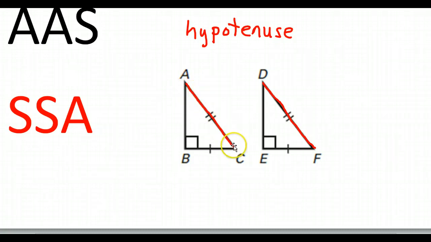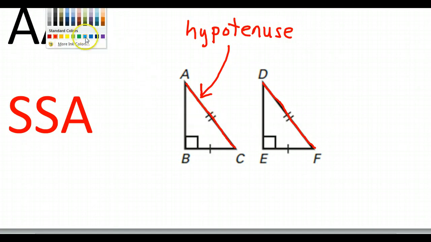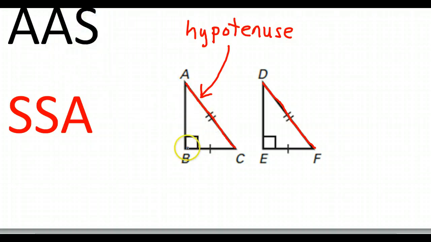So instead of calling it side-side-angle, they used the fact that for a right triangle, one of those sides has a very special name that I've already mentioned. The longest side of the triangle is called the hypotenuse. Even the other side has a name. The other two sides of a right triangle are called the legs of the right triangle. So this blue, that's a leg. AB is also a leg, but I'm not going to color it because it's not congruent. EF, I'm coloring that in blue. EF is also a leg.